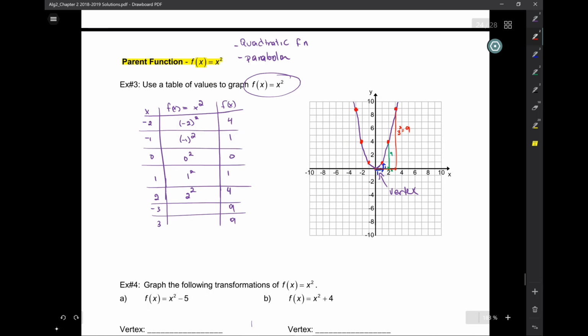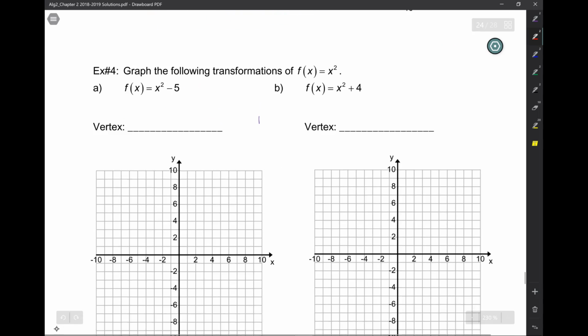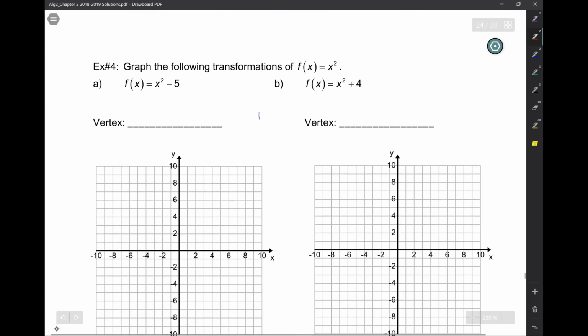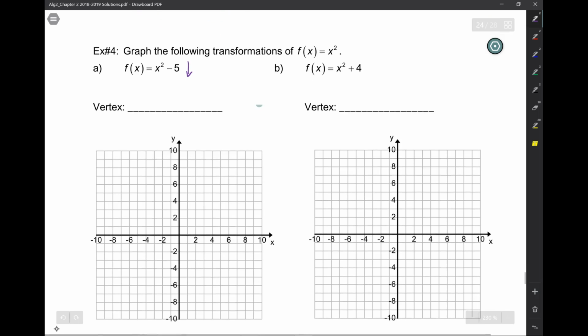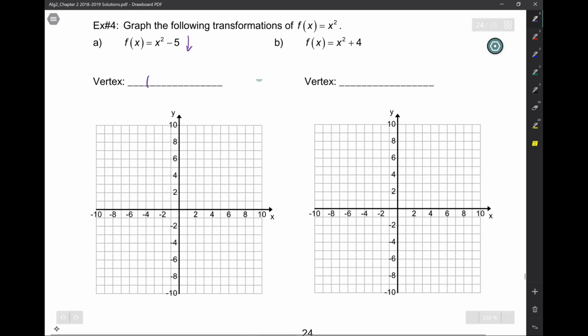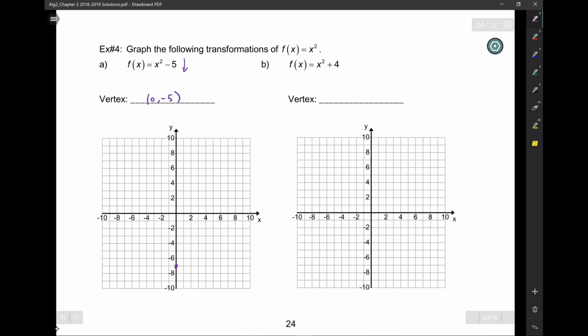All right, so let's do another one. Now, take a look at this. I have x squared minus 5. What does the -5 do to it? Brings it down. So, whereas the vertex here was at 0, 0, what's the vertex of this new one going to be? 0, comma, -5. So I go to 0, comma, -5 and I put in my vertex. And so now I'm graphing a parabola.